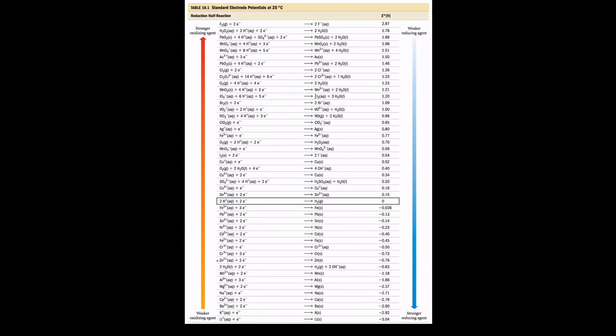And if we find those on the table, here is zinc, and copper is not there. I know that looks like the right one, but this is copper 2 plus going to copper plus. We want copper 2 plus going to copper. There it is.